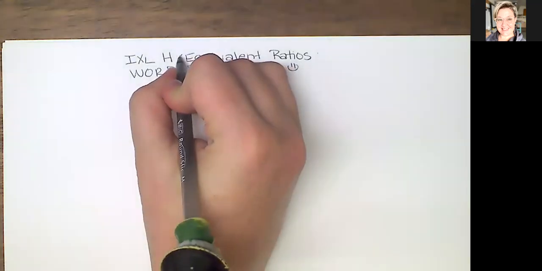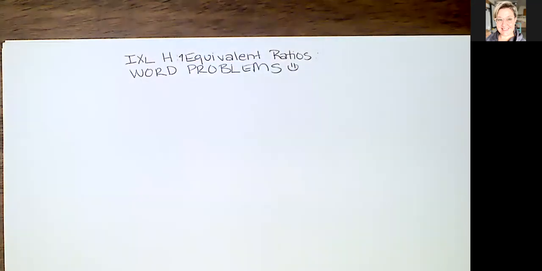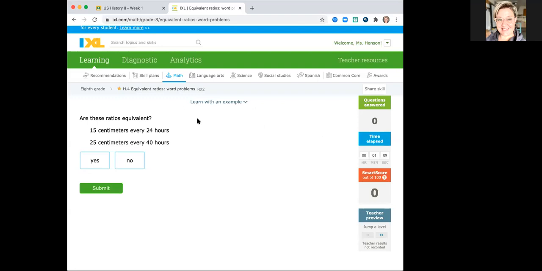Okay, we are moving on to H4. I forgot the 4, so let's squeeze it in there so you can remember. We're moving on to H4, equivalent ratios for word problems. We're actually doing the same math skill that we've been doing, looking at ratios that are equivalent or equal to one another, but we're doing it in word problems, which are my favorite. Let's move into this.